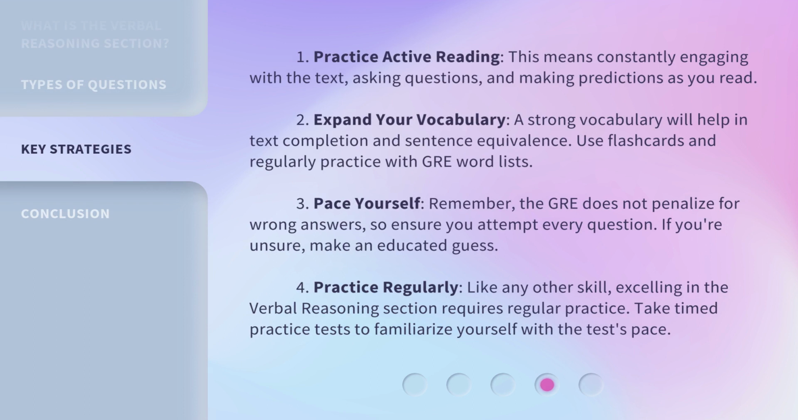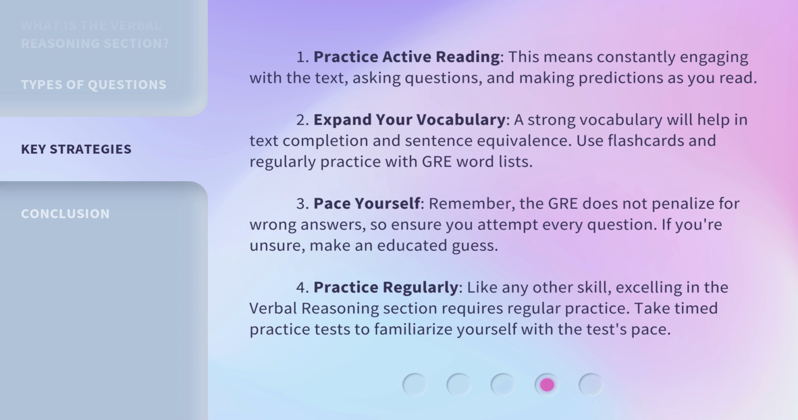1. Practice active reading. This means constantly engaging with the text, asking questions, and making predictions as you read. 2. Expand your vocabulary. A strong vocabulary will help in text completion and sentence equivalence. Use flashcards and regularly practice with GRE word lists.